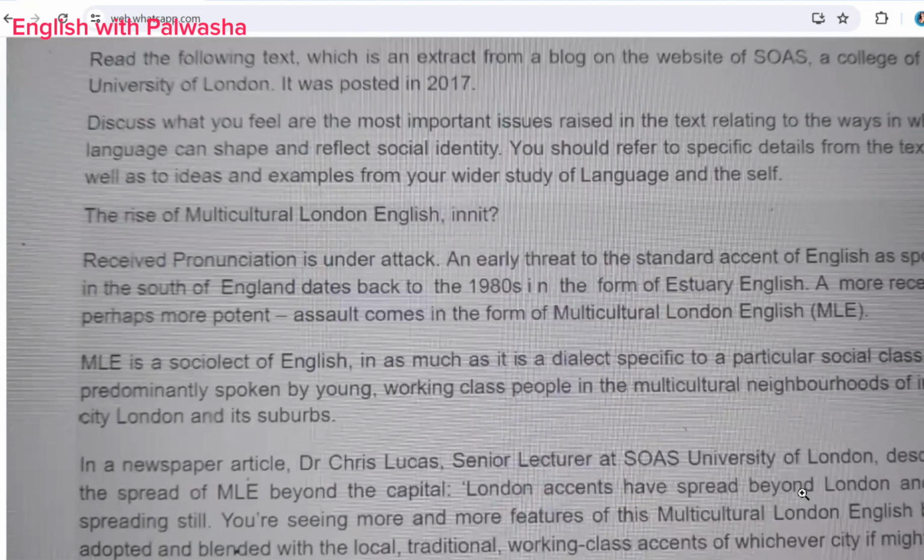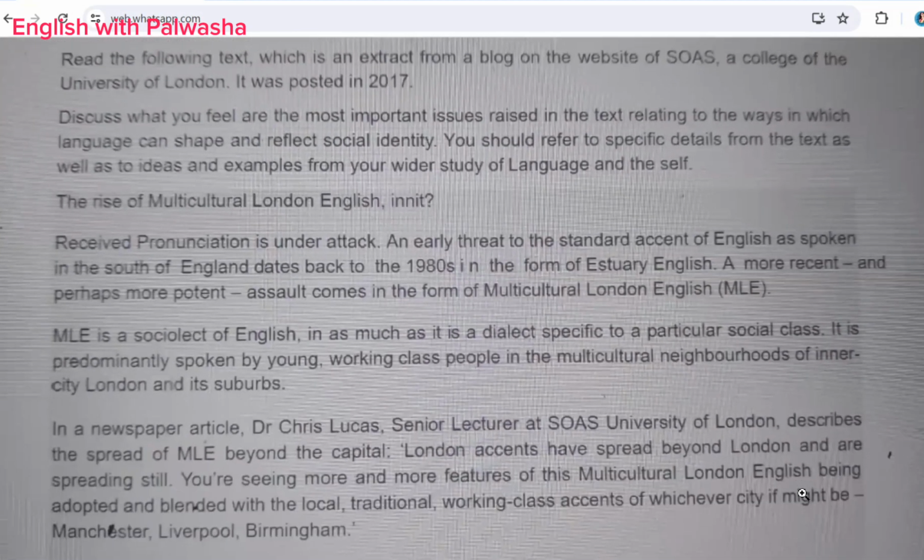So when they're saying discuss, I have discussed this first paragraph, and I have written it in one note. I'm going to present my screen. It was about the rise of multicultural London English. In it, received pronunciation is under attack. So the change of pronunciation is continuously happening.